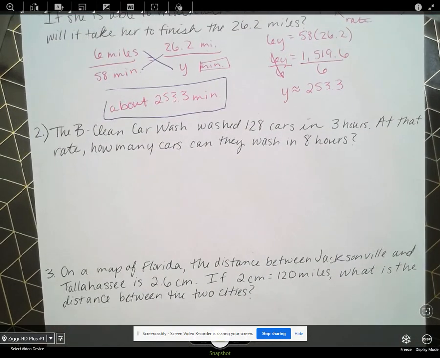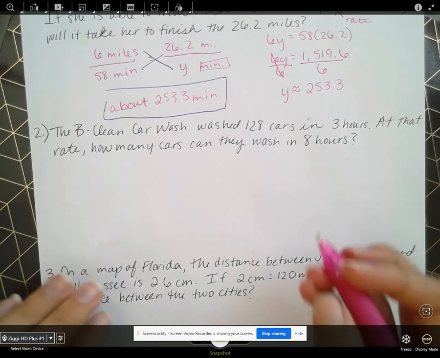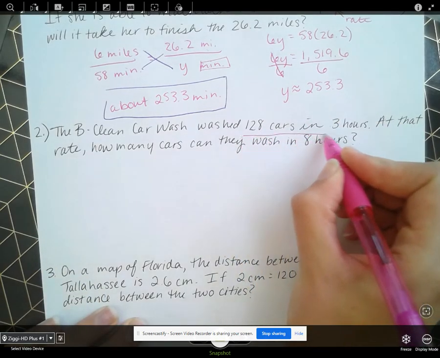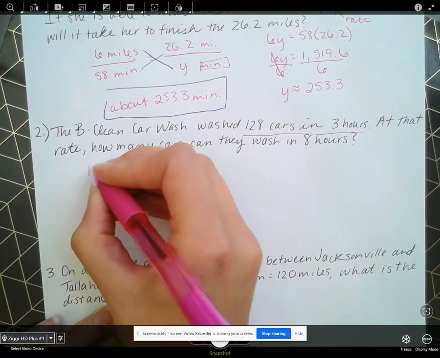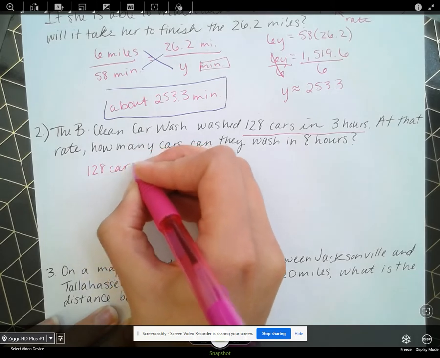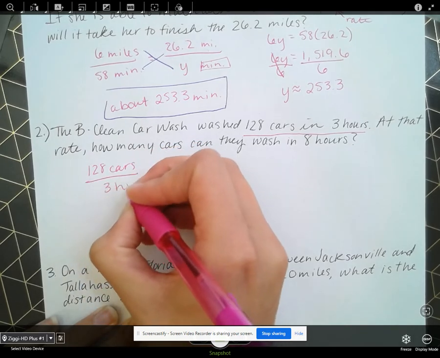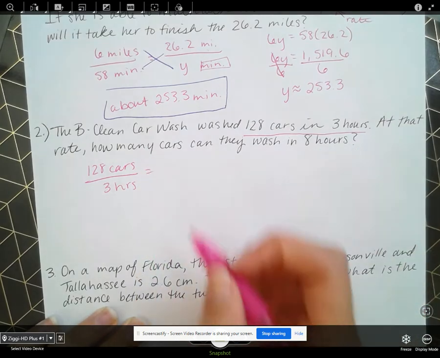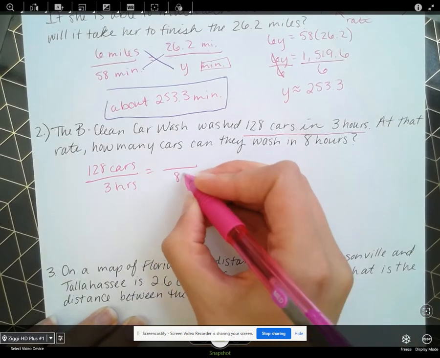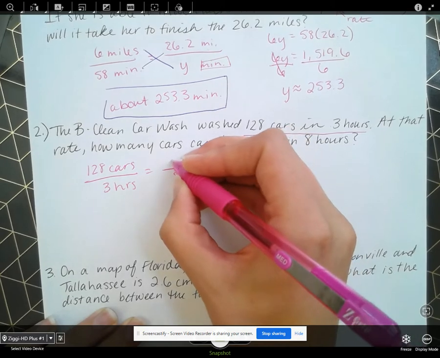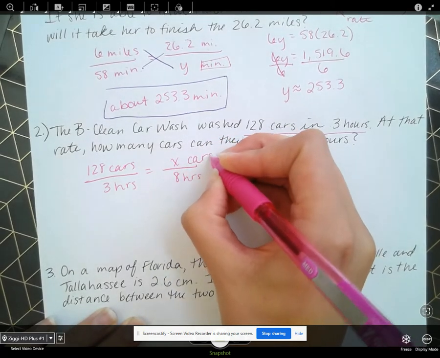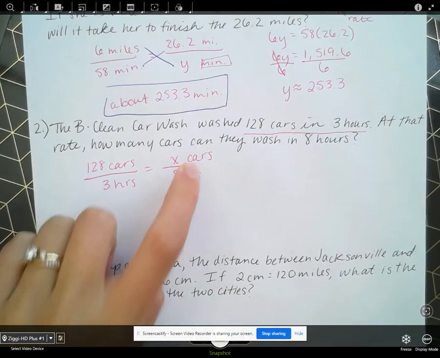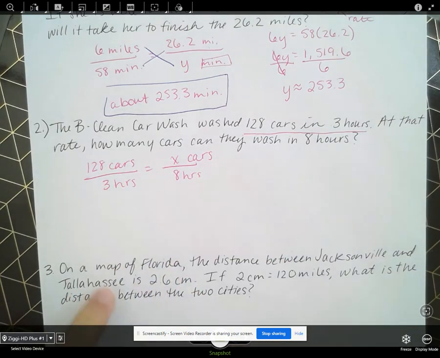The Be Clean car wash washed 128 cars in 3 hours. At that rate, how many cars can they wash in 8 hours? So we have a rate, 128 cars in 3 hours. So our ratio is 128 cars, 3 hours. All right, how many can they wash in 8 hours? So we know we're looking at 8 hours, how many cars? So I'm going to put a variable for the number, and I have my unit cars. My units line up, so I'm good to go.